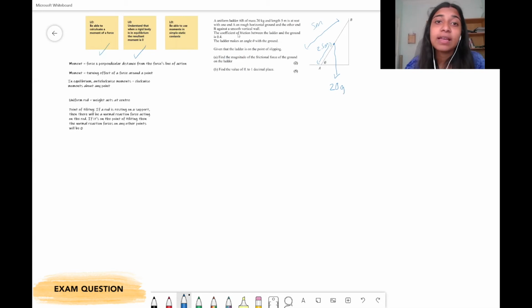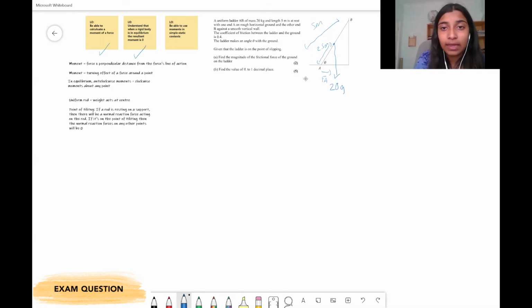Now because it's a rough horizontal ground at A, there's going to be friction at A. Because it's at the point of slipping, if you think about a ladder like this, it's going to slip that way. Friction is always in the opposite direction of the motion, so your friction is going to be acting in this direction. So you'd have friction F of A. And like always, because there is a weight of the ladder, you're always going to have a reaction force from the ground onto the ladder.